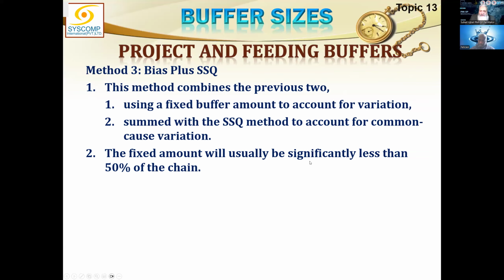The fixed amount will usually be significantly less than 50% of the chain. So this is a kind of middle method between these two. Your project buffer is not going to be 50%. It could be less than 50%, 70%, 80%, something like that. But it is still better. So rather than being very calculative and using the SSQ method alone, I would rather use this combination of bias plus SSQ.